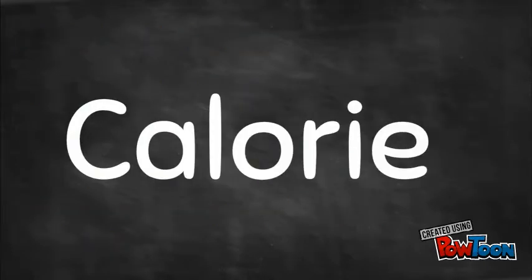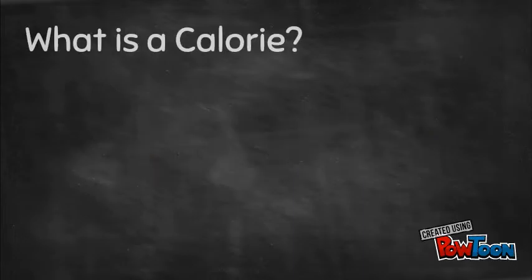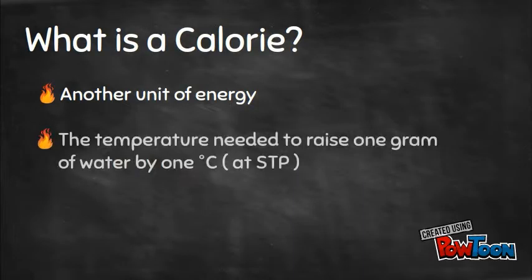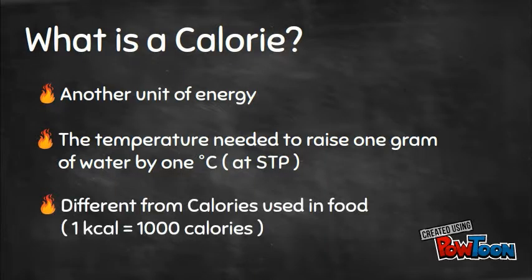Now let's move on to the calorie. The calorie is another unit of energy. It is the temperature needed to raise 1 gram of water by 1 degree Celsius at standard temperature and pressure. It is different from the Calories with the capital C that we use to measure food, where 1 kilocalorie is equal to 1,000 calories.